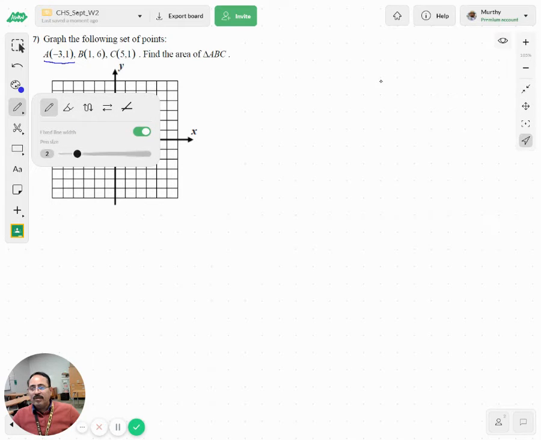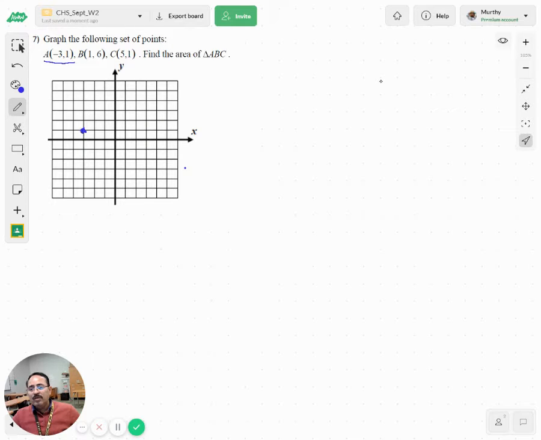Let me take a thicker one. Okay, so this is going to be point A. And point B is 1, 6. X is 1 and y is 6: 1, 2, 3, 4, 5, 6. Okay, this is point B, and C is 5, 1. X is 5, so 1, 2, 3, 4, 5, and 1. This is point C. Now, let me join all these sides.